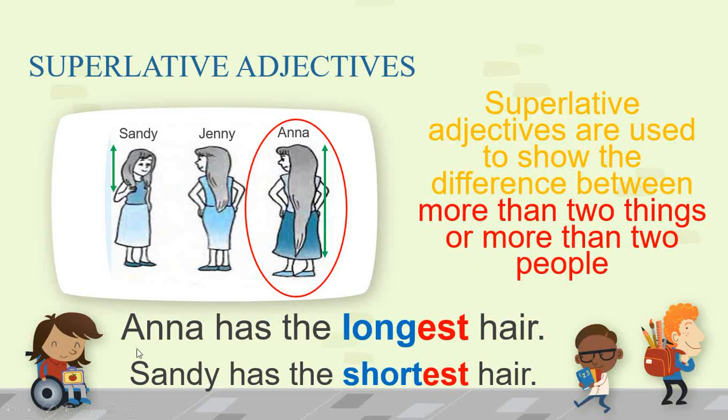So Anna has the longest hair. We're using the adjective long in this case. We can see that Anna has the longest hair compared to Jenny and compared to Sandy. And Sandy has the shortest hair. As we can see, we're using the adjective short. And we're comparing Sandy's hair to Jenny and to Anna.